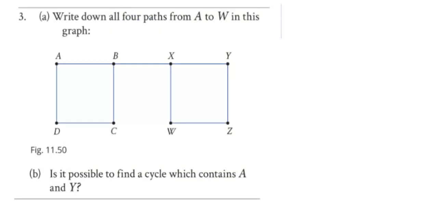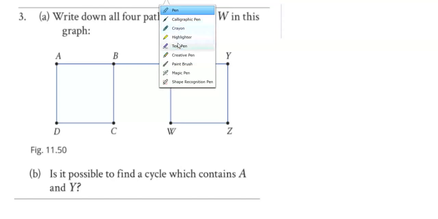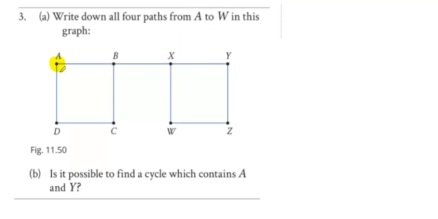Okay. Goal is start at A, end up at X, and try and do it as many different ways as I can. But the first way is going to be the most direct way. It's going to be A, B, X, W. Okay, so that's an easy one to get out of the way. A, B, X, W. So A, B, X, W.